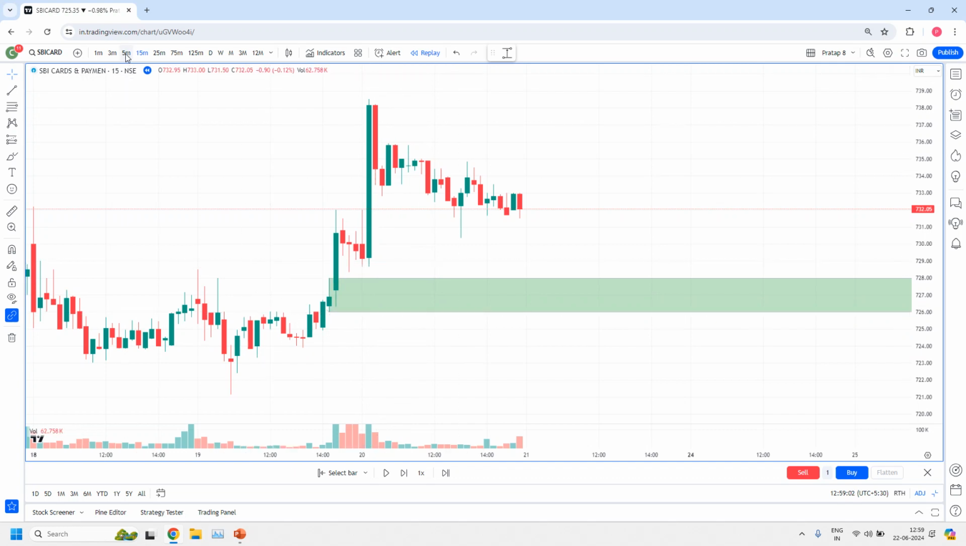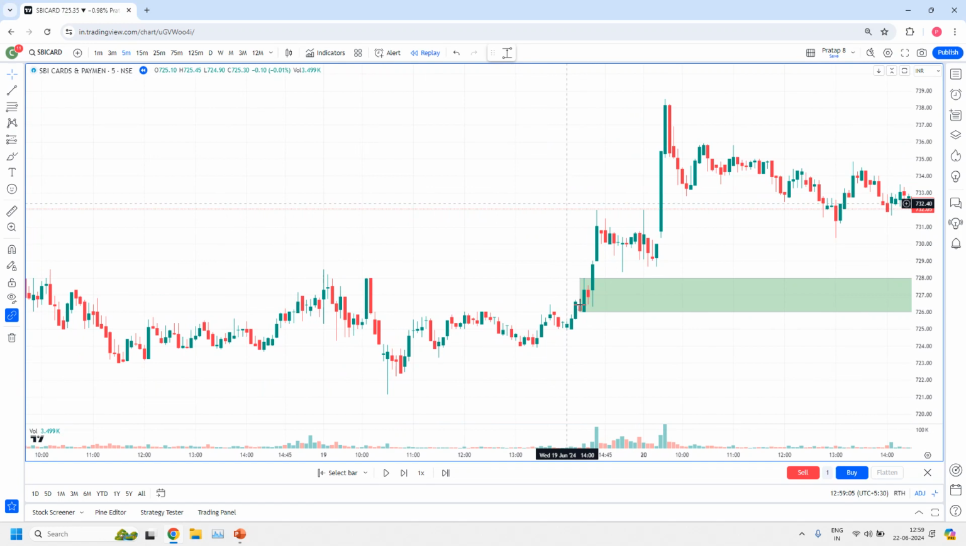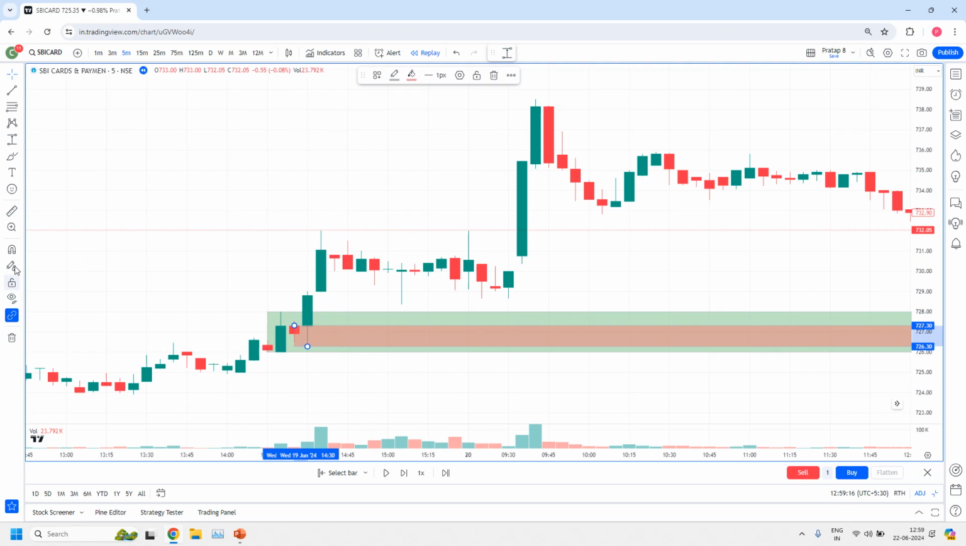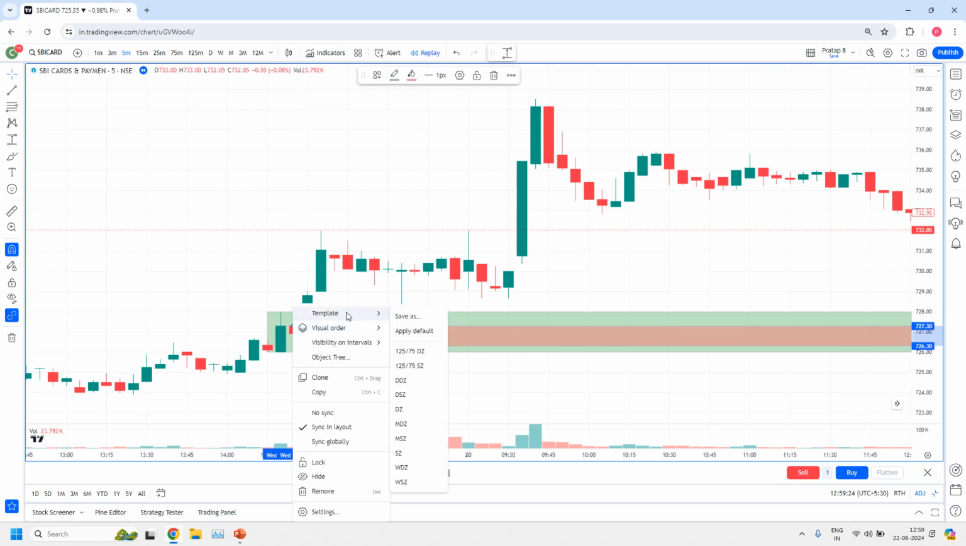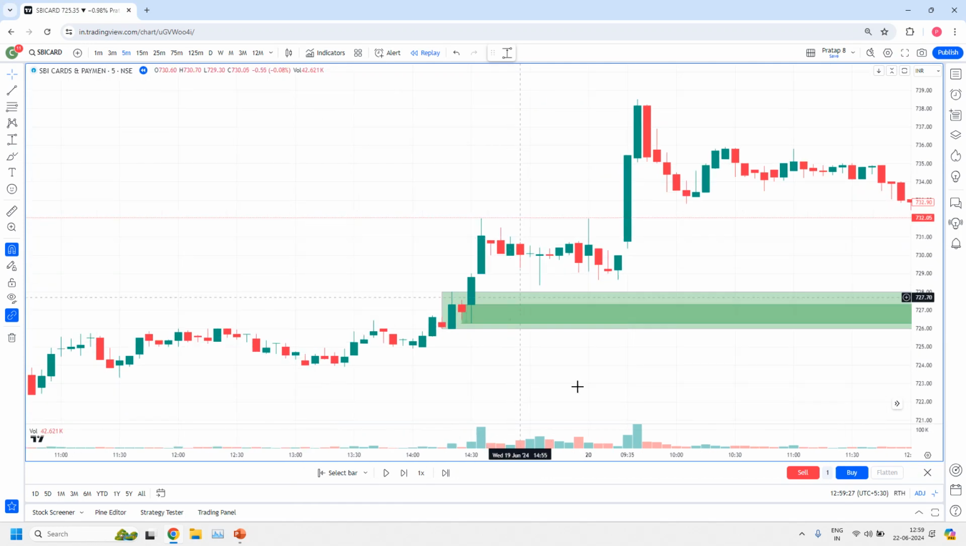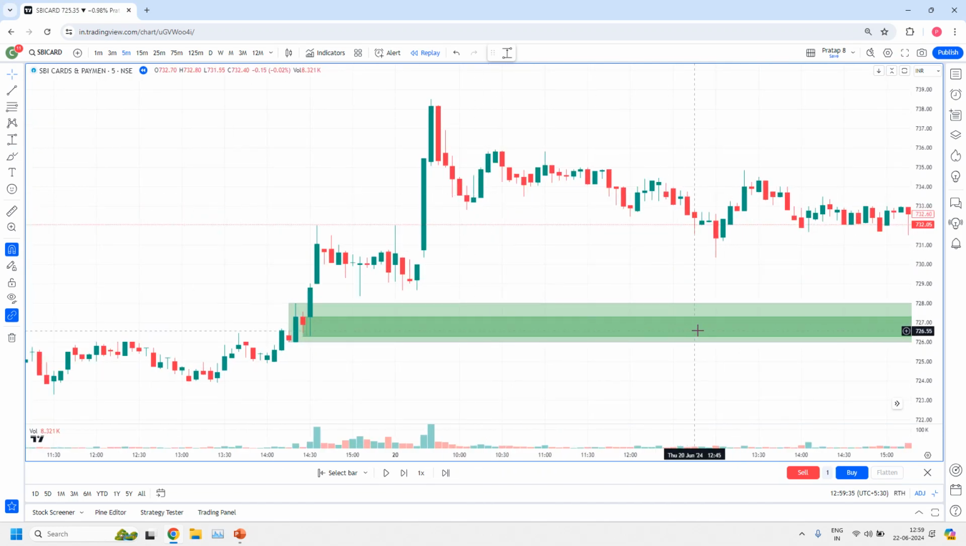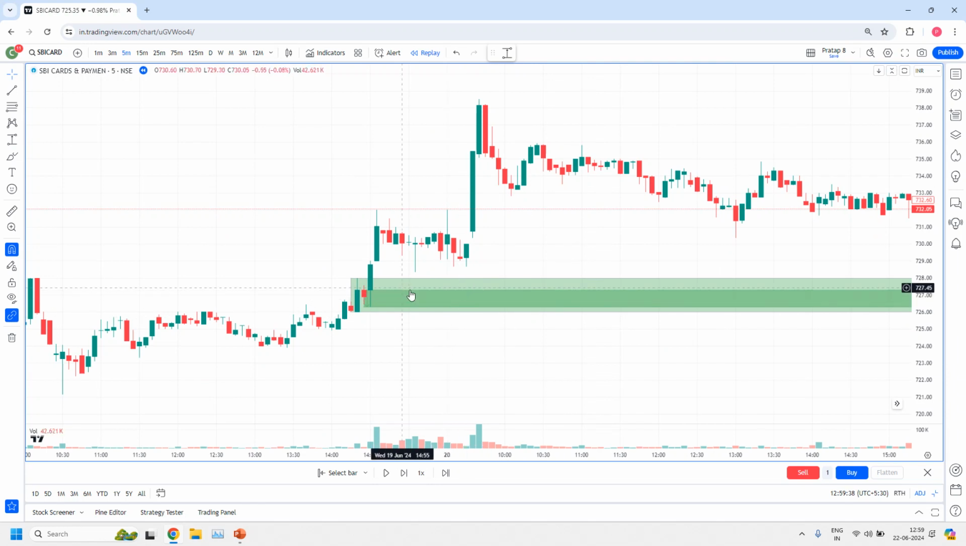For that I am going to the 5-minute time frame. Let me draw a 5-minute zone. Yes, we have an excellent 5-minute zone. We have a rally, base, rally. So we have a fine-tuned 5-minute zone, and it is giving a confirmation that there is good institutional order flow. How good it is, we will see later, but definitely we can believe there is an order flow.